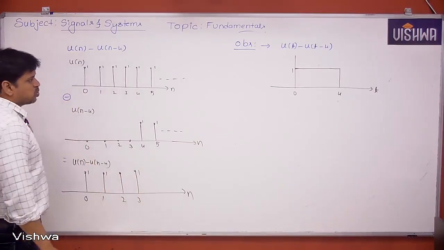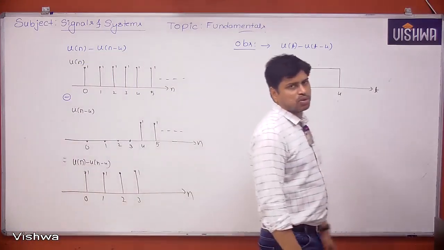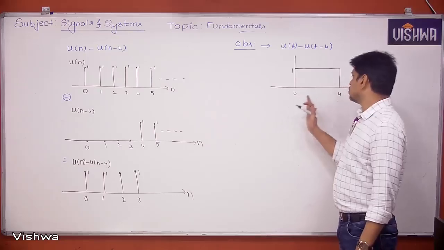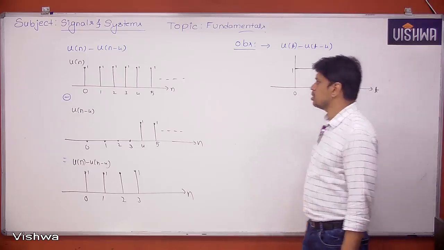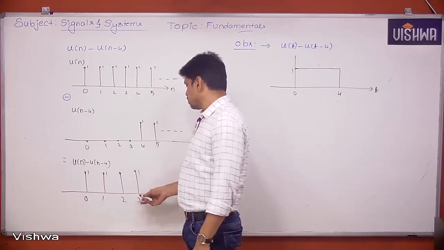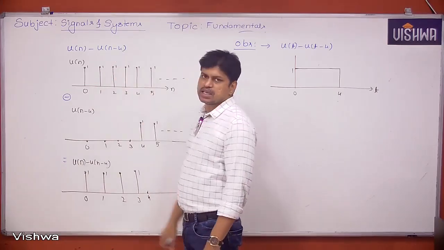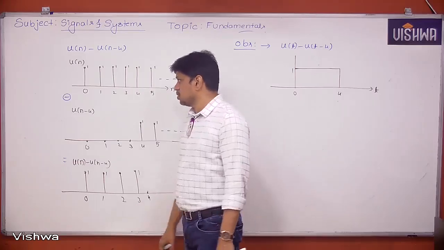I hope you understood what I am trying to say here. u(t) minus u(t minus 4) exists between 0 to 4, whereas u(n) minus u(n minus 4) exists only between 0 to 3. From 4 onwards its value is 0, so it is not existing at 4. Okay, keep that in mind. Make a note.